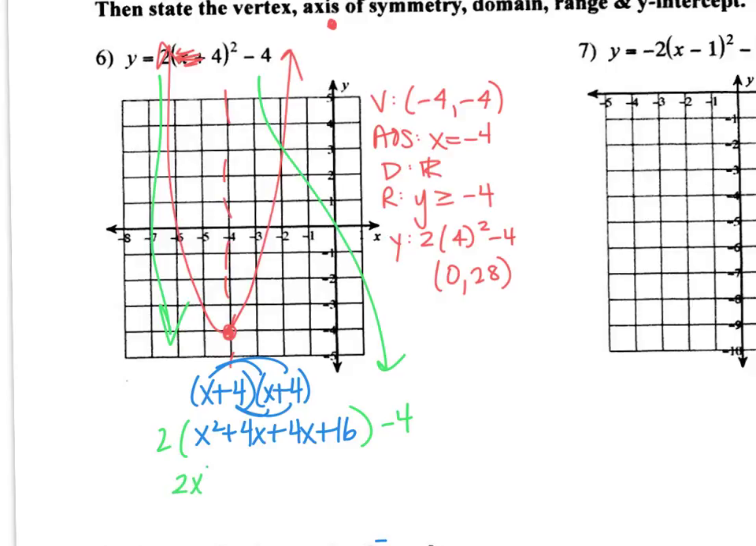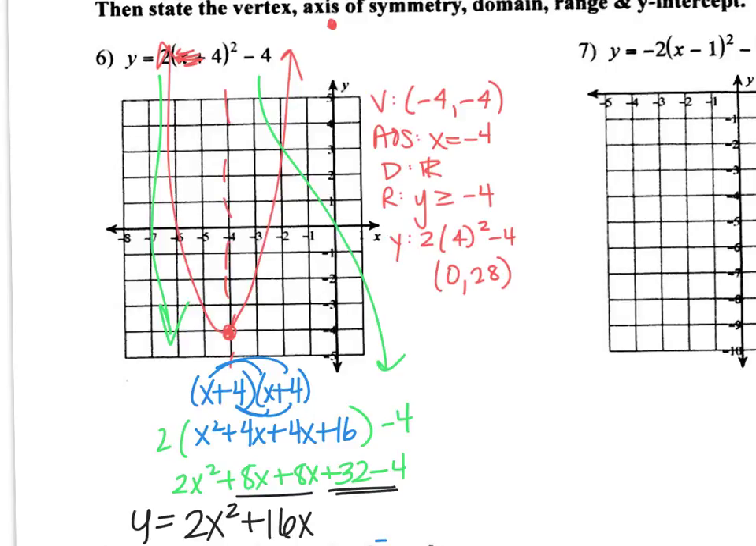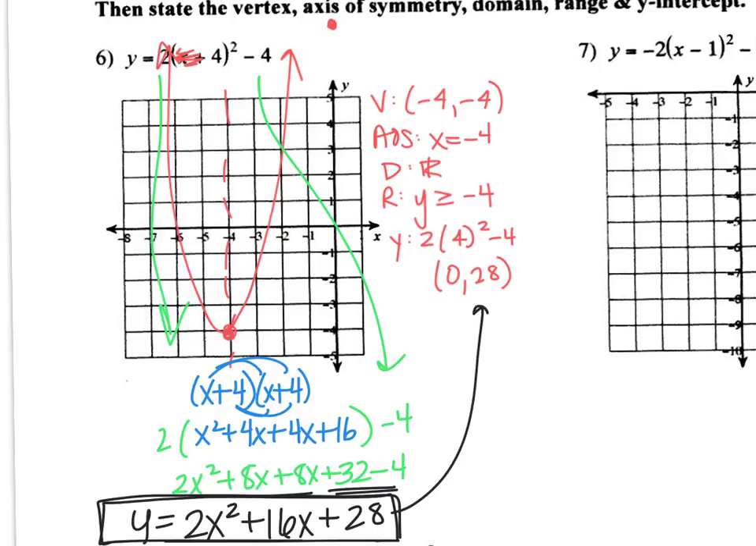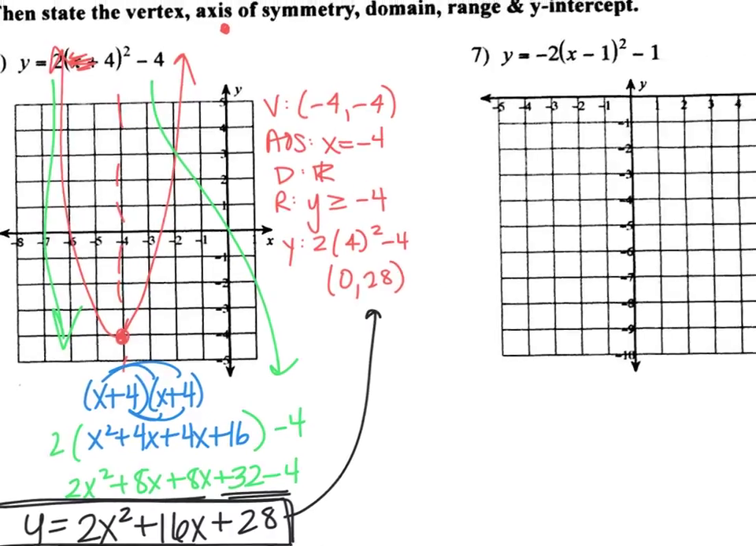So that's going to give me 2x squared plus 8x plus 8x plus 32 minus 4. And then we'll just combine our like terms here. So standard form is going to be y equals 2x squared plus 16x plus 28. And that should confirm your shortcut method that you're still getting 28 as the y-intercept.